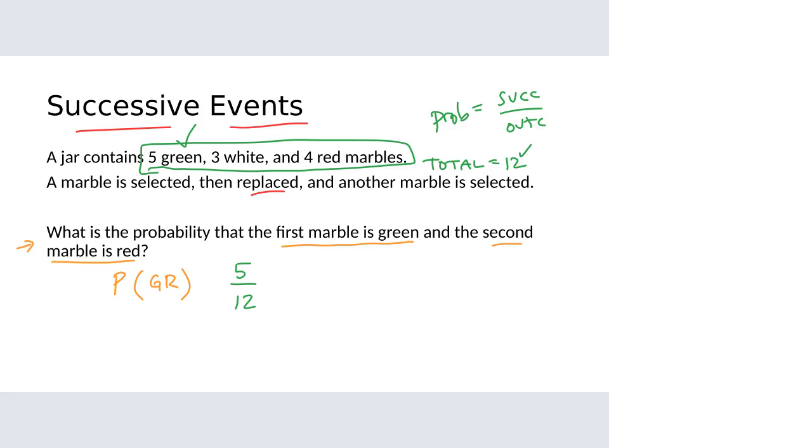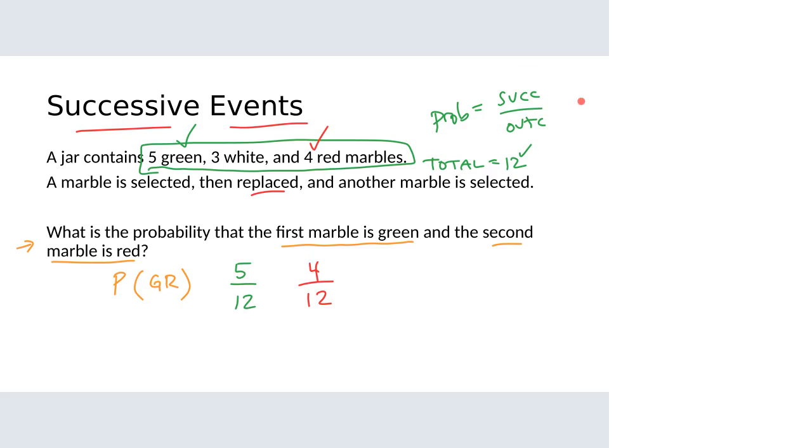All right, so I reach in this jar and I pull out a green one. Then I'm going to put it back in, mix them all up, and now I'm going to try to get a red one because I need the second one to be red. Well, I put my original marble back in, so there's 12 outcomes, and there are 4 reds in the jar, so the probability of getting a red on this pick is 4 out of 12.